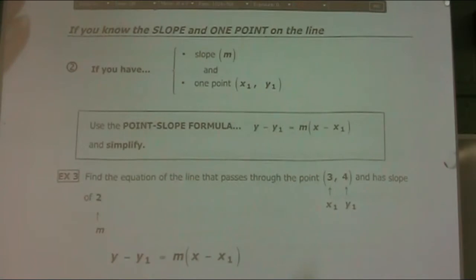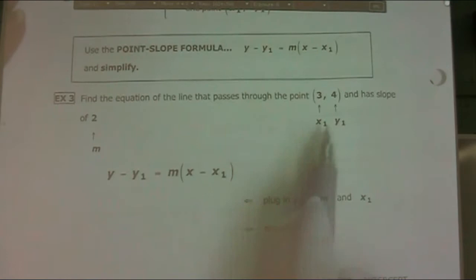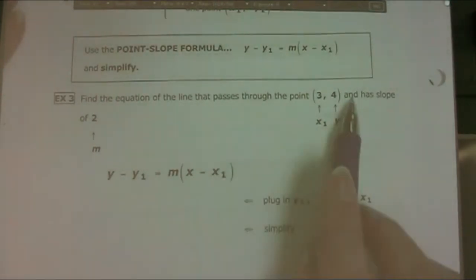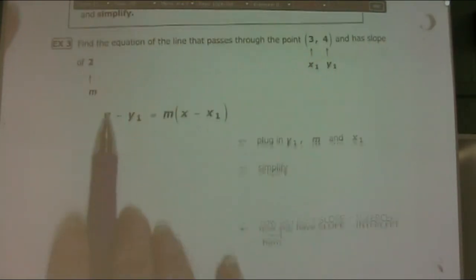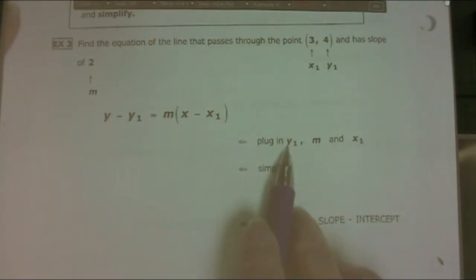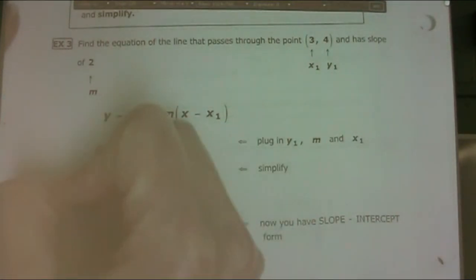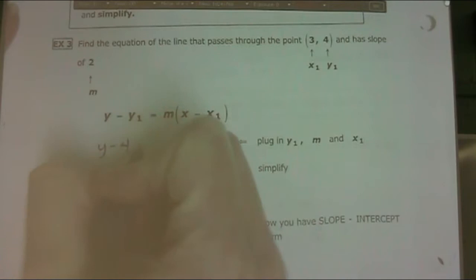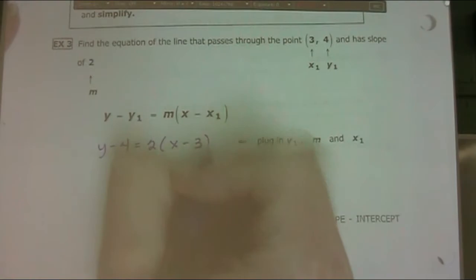So first of all, it says find the equation of the line that passes through the point 3, 4, that's x1 and y1, and it has slope of 2, that's our m. Start with the equation or the formula, y minus y1 equals m times x minus x1. We're going to plug in y1 here, m here, and x1 here. So I have y minus 4 equals 2 times x minus 3.